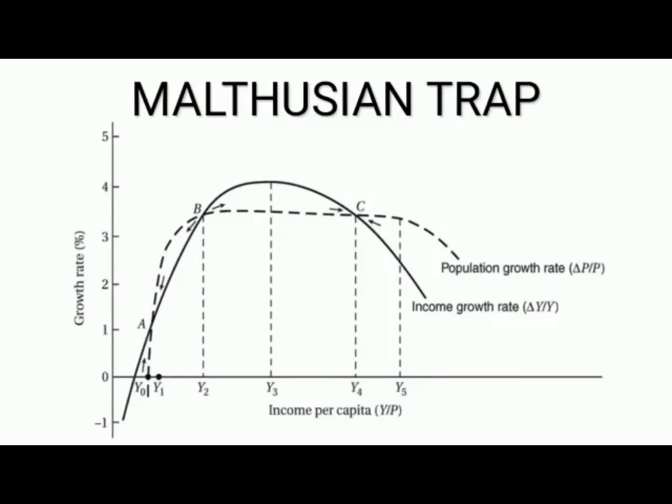moving to Y1 from the intersection at point A, you can see that the population now starts increasing, brought about by the increase in production, or increase in income. It also increases the capital stock, the demand for labor, and the increase of wages.